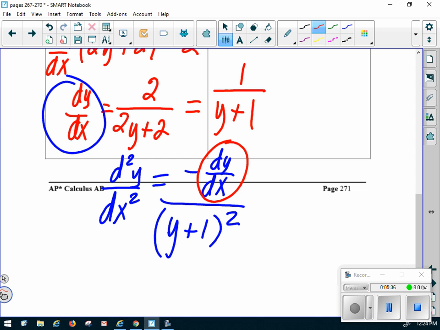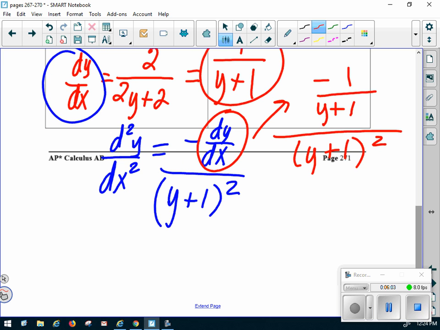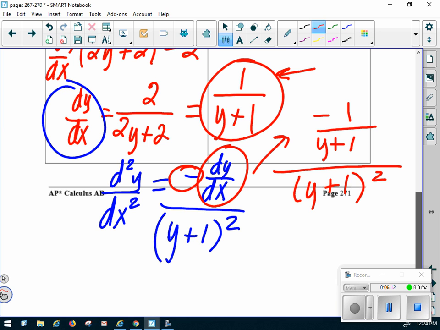What is dy/dx? That. So we're going to substitute that in for dy/dx. So what we're going to have here is negative 1 over y plus 1, all over y plus 1 quantity squared. Because when we did the derivative of this using the quotient rule, the derivative of the top was 0 times the bottom, so that's 0, minus the derivative of the bottom times the top.